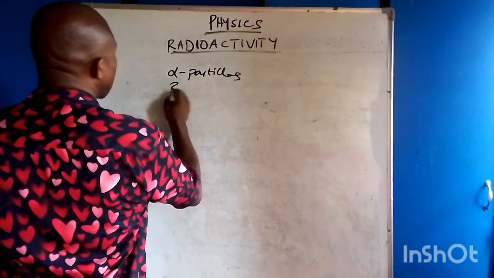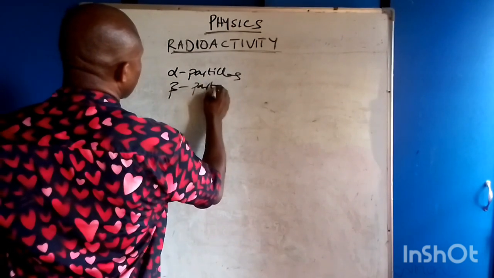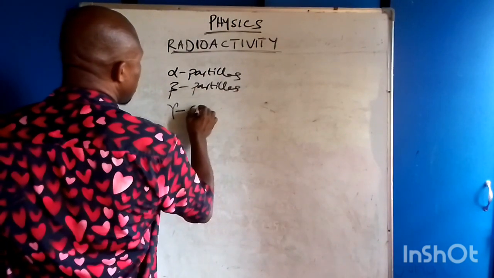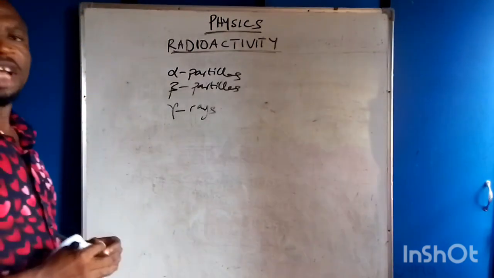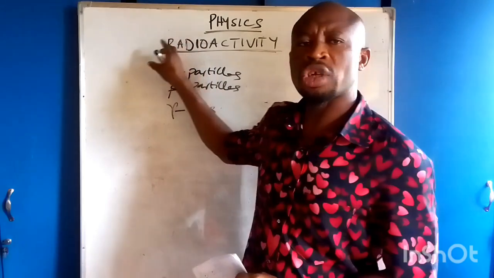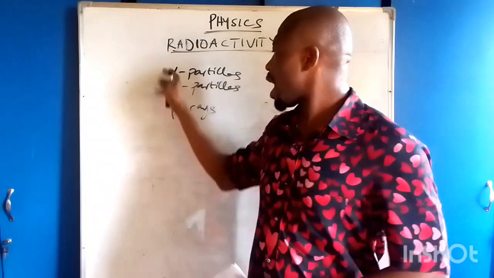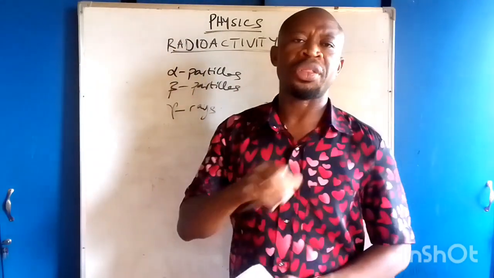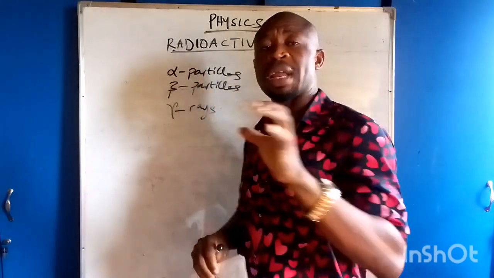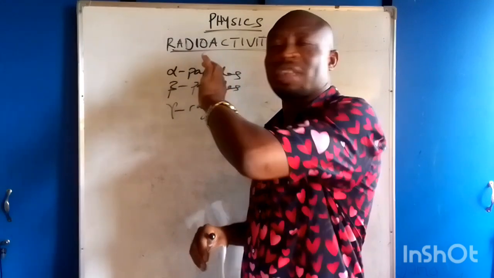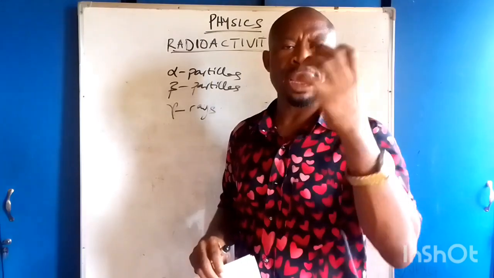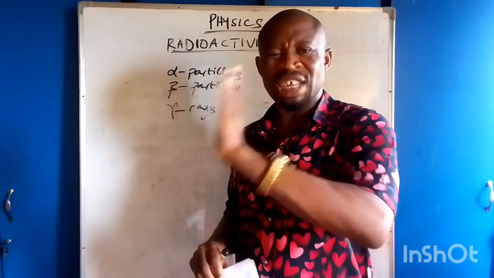particles, beta particles, and we have gamma rays or gamma radiation. Now, having discussed these two things, the particles that are emitted and the nucleus: for radioactivity to take place, ordinarily, the nucleus of that atom must be unstable. So if the nucleus of the atom is unstable, then it will split.